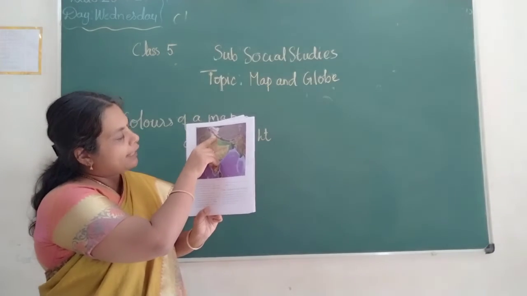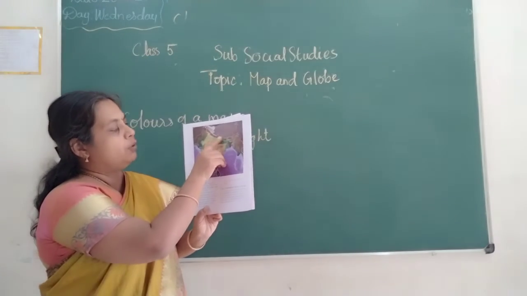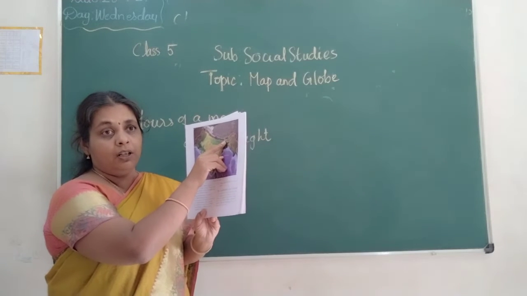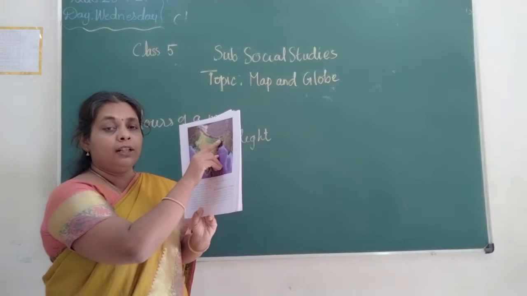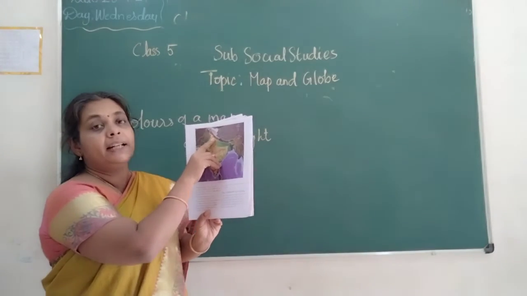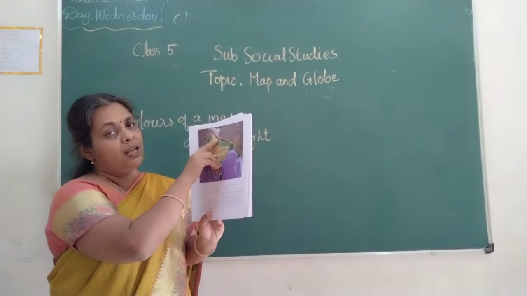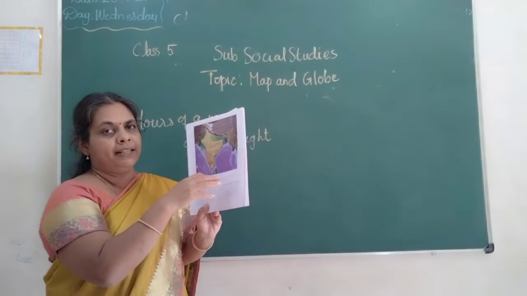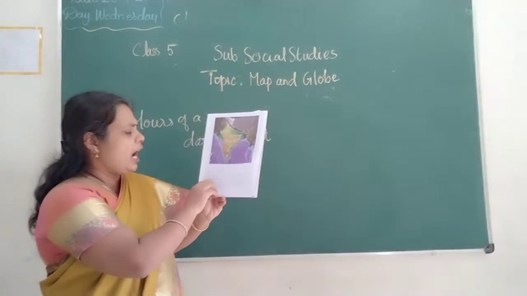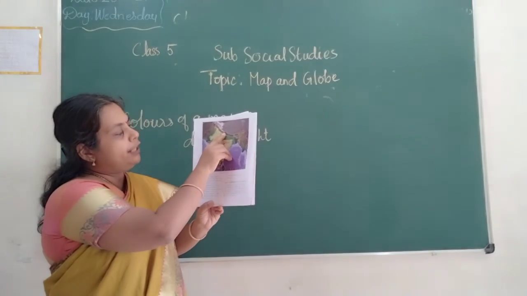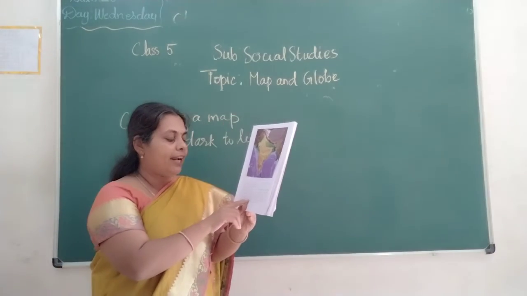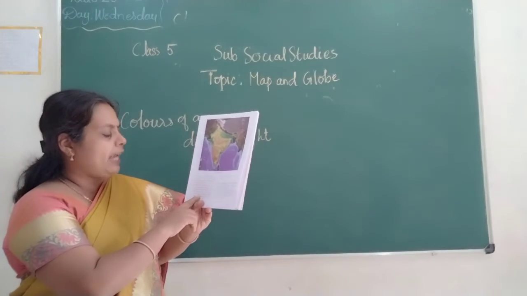Then you have the light brown and a dark brown. The dark brown indicates high altitude mountains, like Mount Everest, more than 6,000 meters height, children. The next one is light brown. It also shows mountains and hills, but lesser in height. Observe here, children. High mountains are shown in dark brown, and the low mountains and plateaus are shown in light brown.